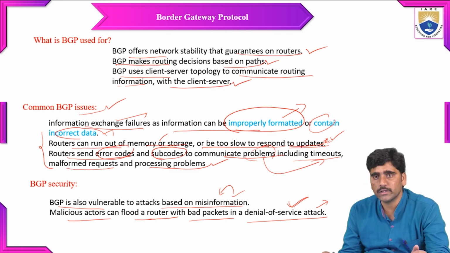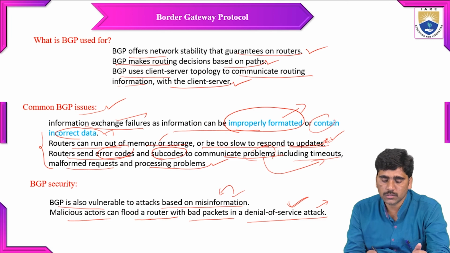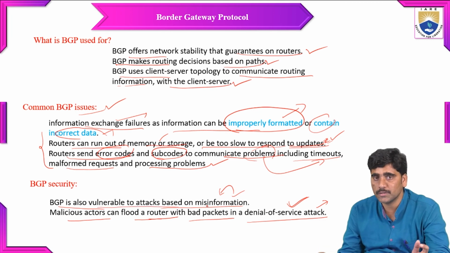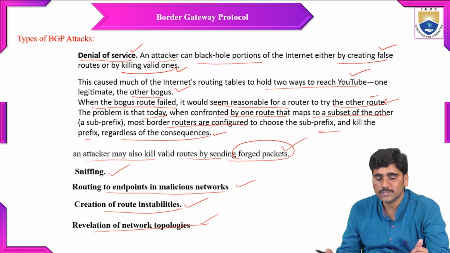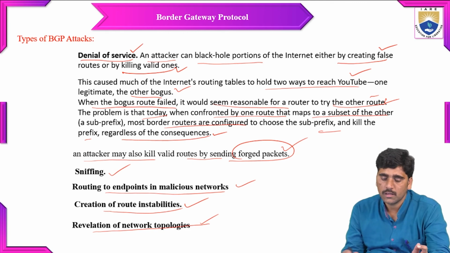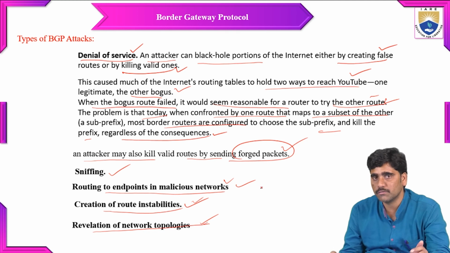And BGP security. It is also vulnerable to attacks based on misinformation, and malicious actors can send a set of bad packets that lead to denial of service attacks. And these are some types of BGP attacks: denial of service attacks, sniffing attacks, routing to endpoints in malicious networks, creation of route instabilities, and revelation of network topologies.